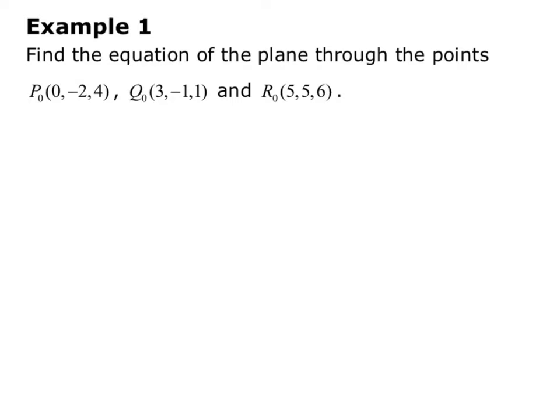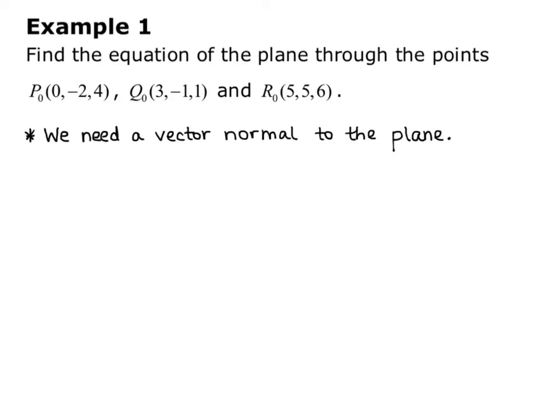Example 1 asks us to find the equation of the plane through the points P naught, 0, negative 2, 4, Q naught, 3, negative 1, 1, and R naught, 5, 5, 6. We need a vector normal to the plane. Remember that normal vector is going to fix the tilt of our plane. So what we want to think about is how we would get that from 3 points.